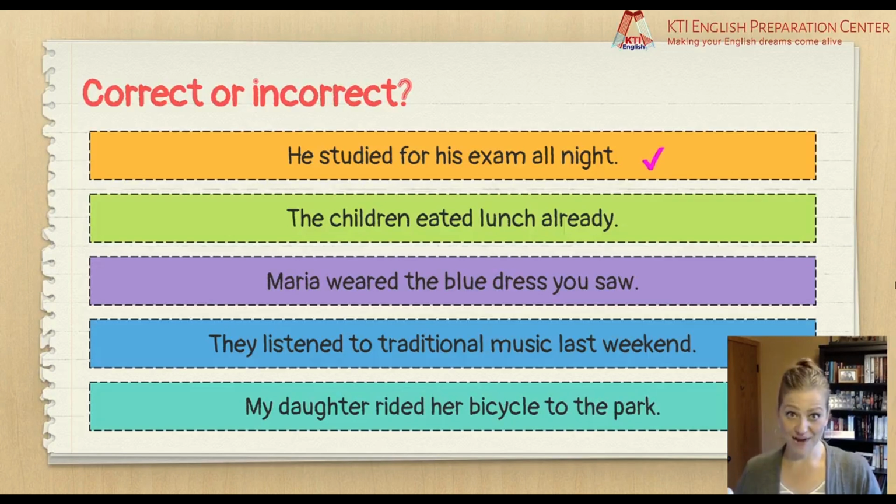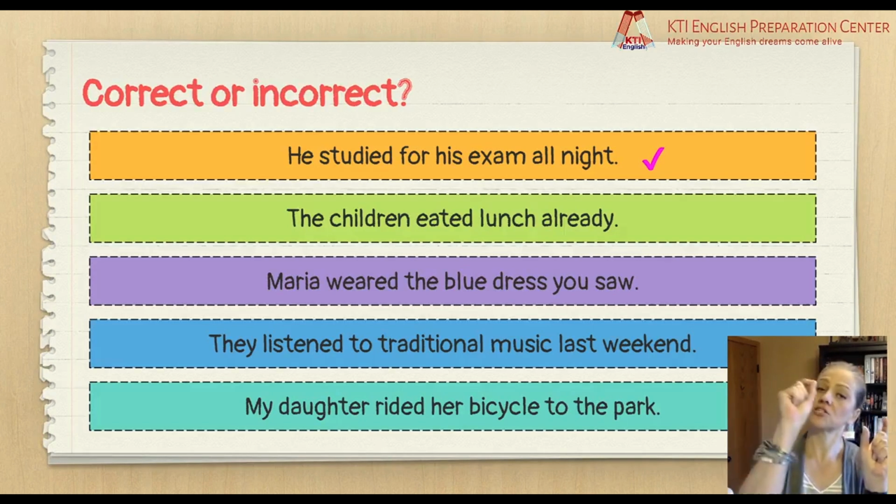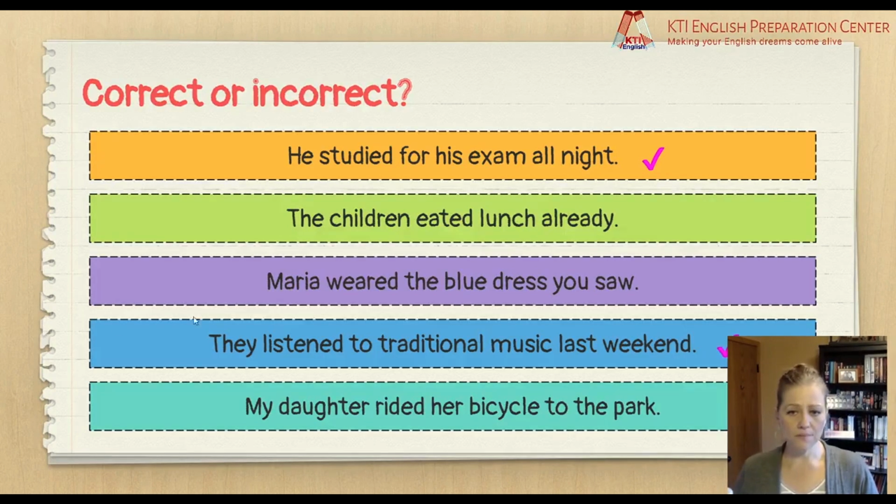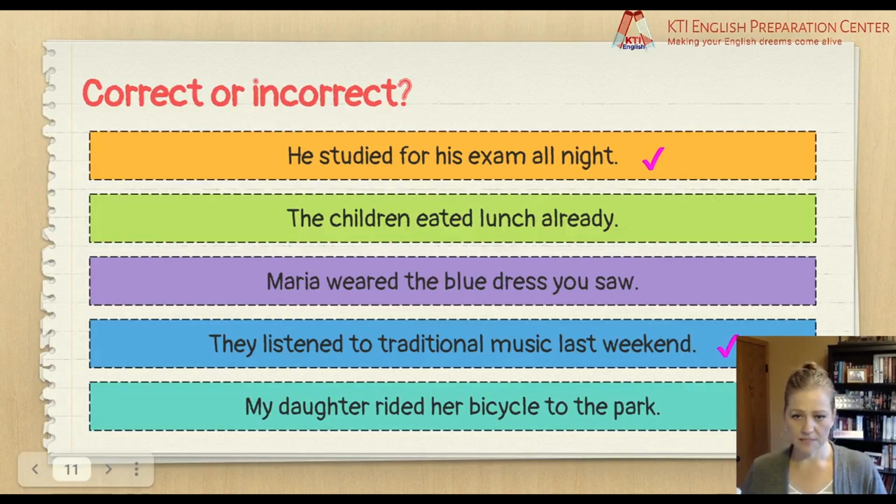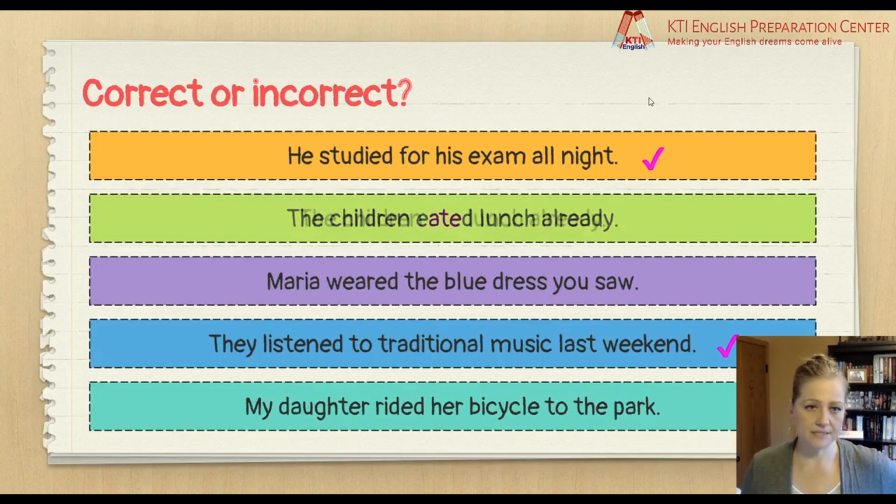I know that one's correct. He studied for his exam all night. It's just your past tense of the verb. Study ends in a Y, so it has to change the Y to I and add ed, but it's correct. You can see the check mark. This blue one, they listened to traditional music last weekend, is correct as well. It's verb to listen, listened. You just add ed. It's a regular verb.